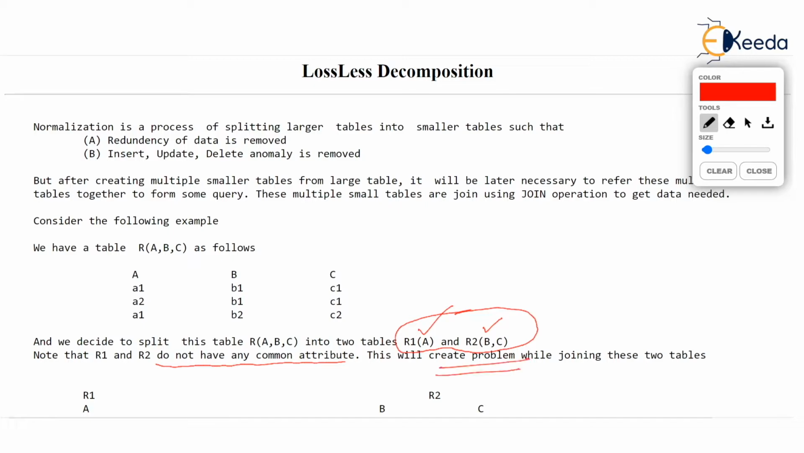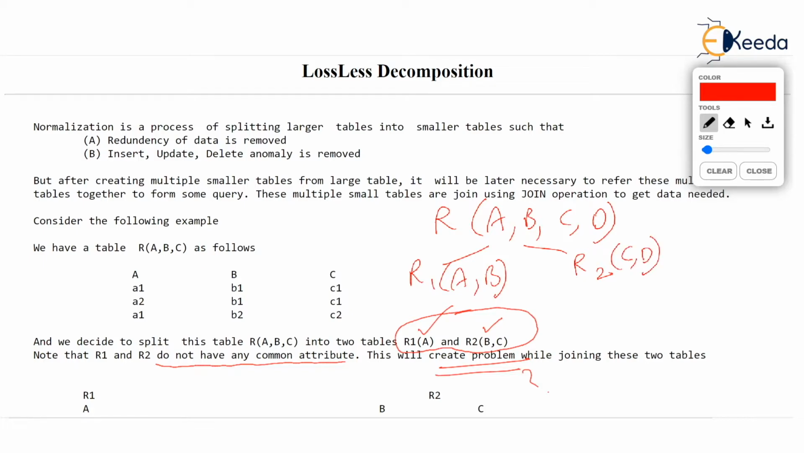What problem? That's what I am going to explain. But first of all, suppose you have a table R with 4 attributes, and you decompose it into R1 and R2. But R1 contains A and B, and R2 has C and D attributes. This is the decomposition we have done in R1 and R2. But you note there is no common attribute in R1 and R2. R1 has AB, R2 has CD. Then this decomposition is wrong, and in fact, it will be lossy decomposition. We want lossless decomposition, but this decomposition will be lossy.